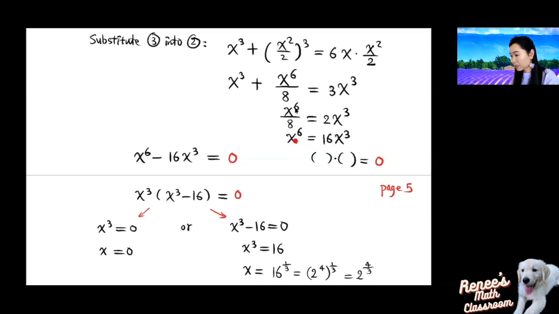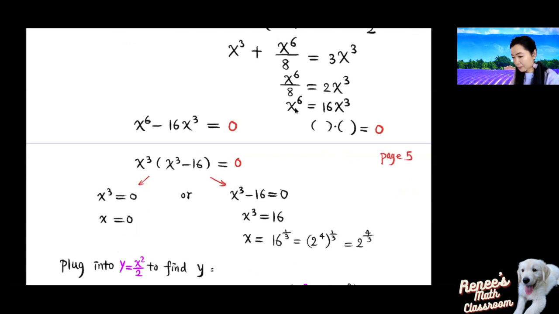Over here, you don't divide both sides by x cubed. If you divide, you're going to lose one of the roots. So instead, you will subtract 16x cubed on both sides. Move it over, and we got this equation. Now we can solve this by the zero factor property. Take out the common factor x cubed. Then we'll have this, so it will be either this factor equal to 0 or this equal to 0.